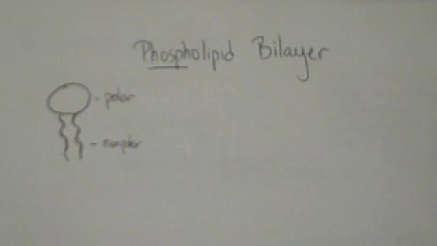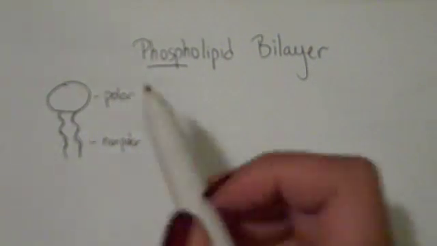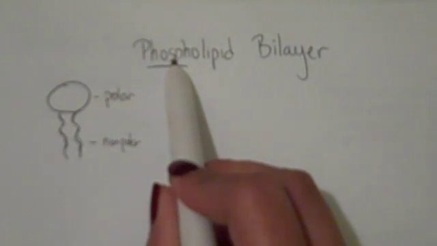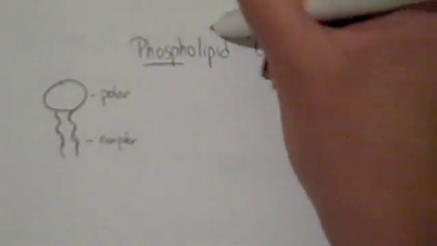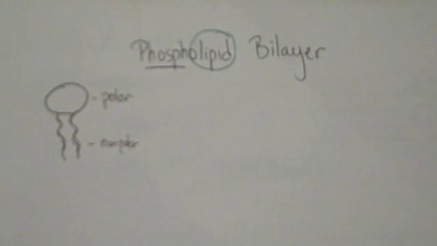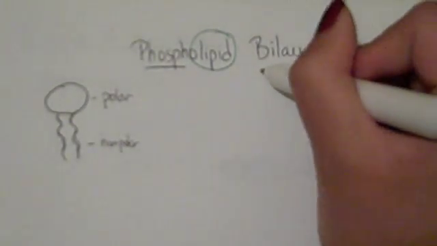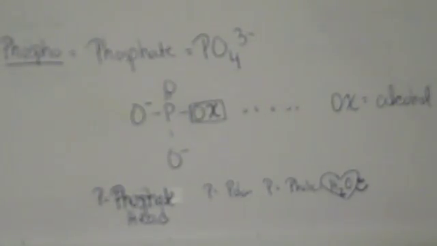To get a good understanding of the components of the phospholipid bilayer, let's break the words down. Phospho, which means that there is a molecule containing phosphate, and lipid, which is going to be addressed in this video as a fatty acid. And of course, there is a bilayer. Now let's break each of these components down, starting with the phosphate.